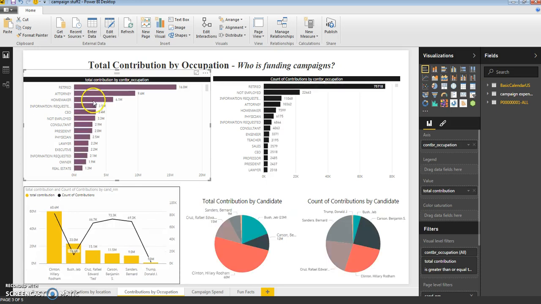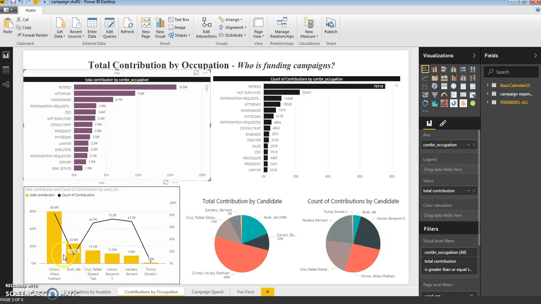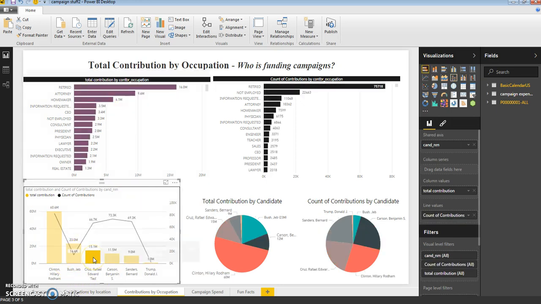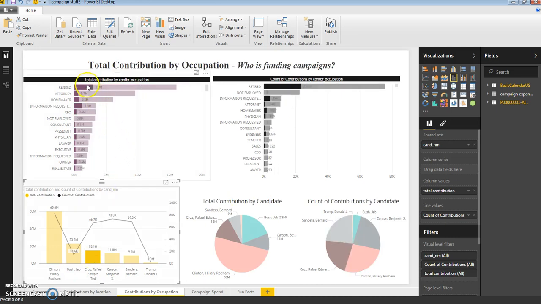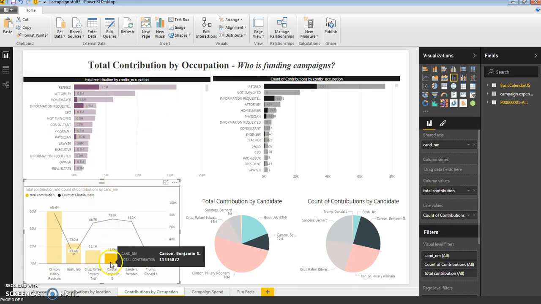If we look at, let's say, attorney, Hillary has the most amount of contributions from attorneys. And you can kind of go down the line and check this out. You can also look by, let's say, Cruz. He gets most of his funds from retired people. And let's look at Carson. Well, we saw him already, but there again, most of his funds are from retired people.